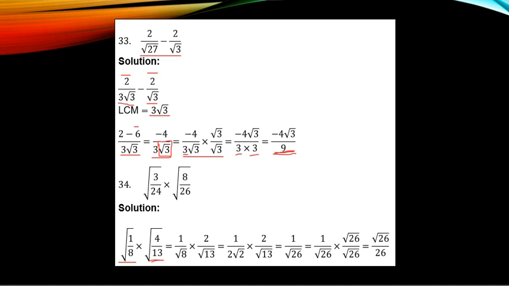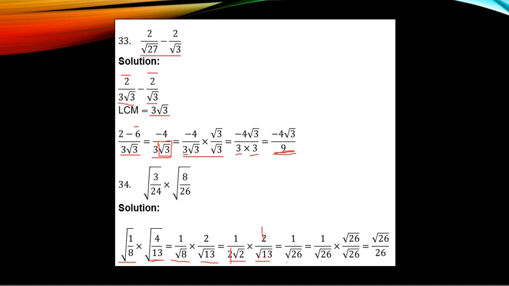And root 1 is 1 all over root 8. Root 4 is 2 over root 13. We can express root 8 in basic form because 8 has a factor of 4. It's a perfect square. Square root of 4 is 2. So you have 2 root 2. Then times 2 over root 13. These 2 can simply divide these 2. When you multiply the remaining terms, you have 1 over root 26. That is root 2 times root 13 is root 26.